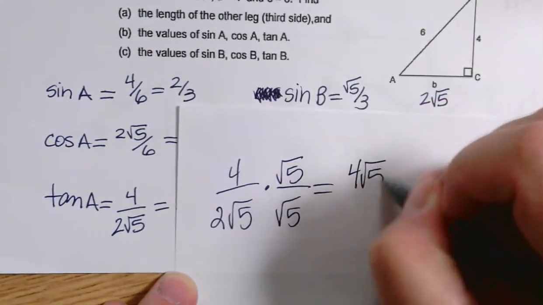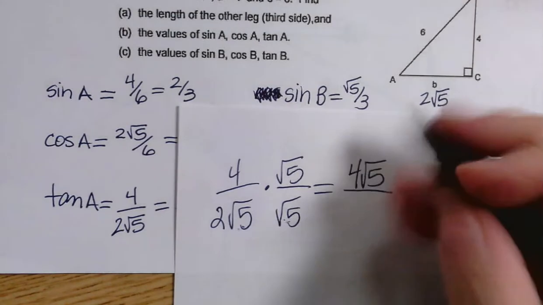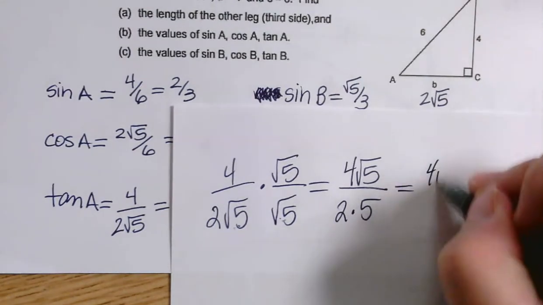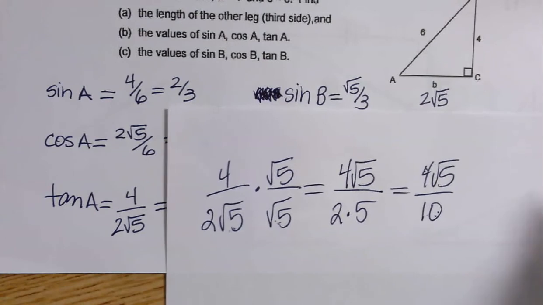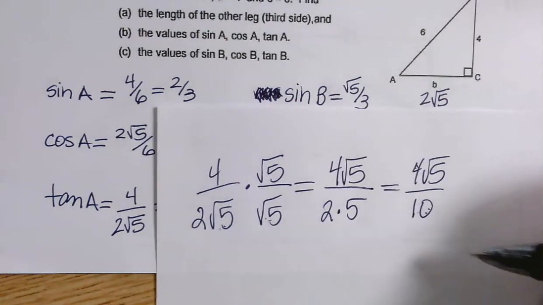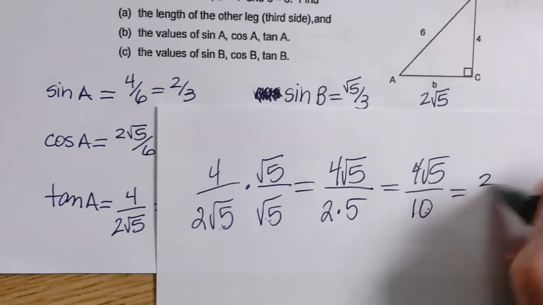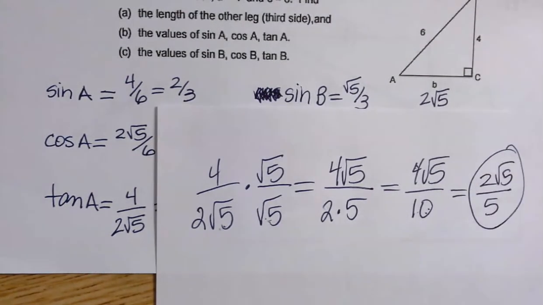And on top, that gives me 4 root 5. And the whole point of doing this is that square root of 5 times square root of 5 is just 5. So this gives me 2 times 5 in the denominator. Okay, so that's 10. And then the 4 and the 10 are both outside of the radical, so those can simplify. We don't multiply or divide numbers that are under a radical with numbers that are outside. These are both outside. So I can do that division and get 2/5 instead of 4/10. And then square root of 5 is still there.